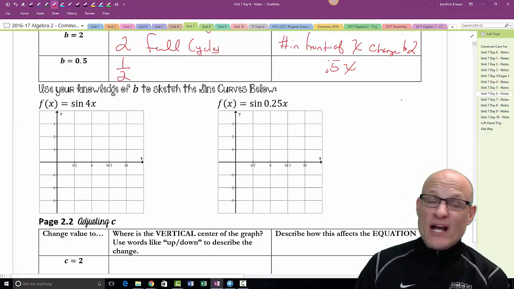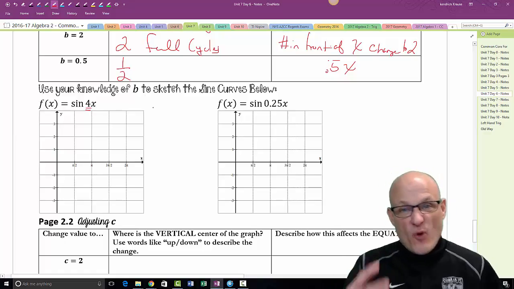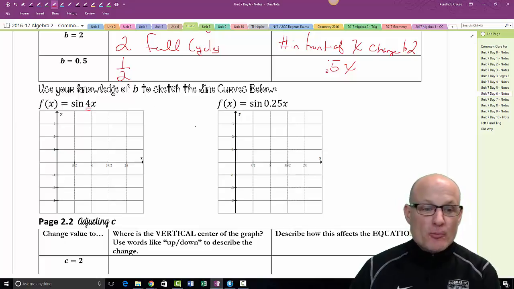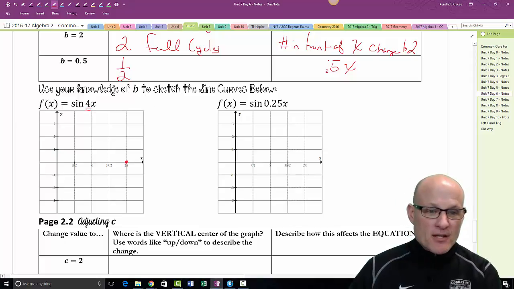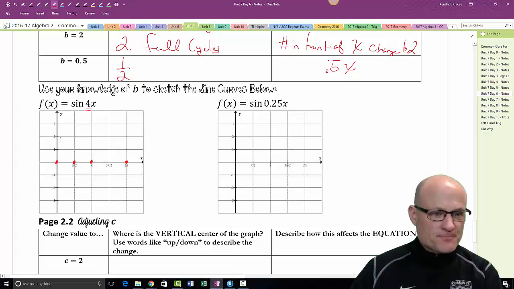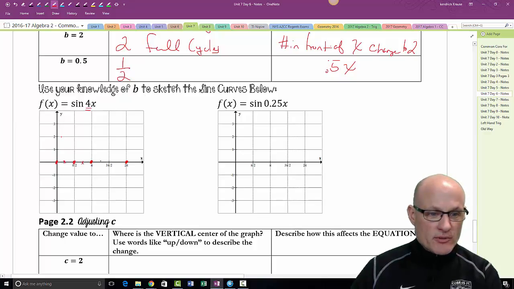So what are these going to look like? 4x. Now, 4x, the 4 being in front means I'm going to finish 4 full cycles of the sine curve in 2 pi. So here's 2 pi. I'm going to end and begin. That means in pi, I'm going to finish 2 full cycles. That means in pi over 2, I'm going to finish 1 full cycle. So somehow I got to finish 1 full cycle. That means halfway in the middle are always going to be zeros.